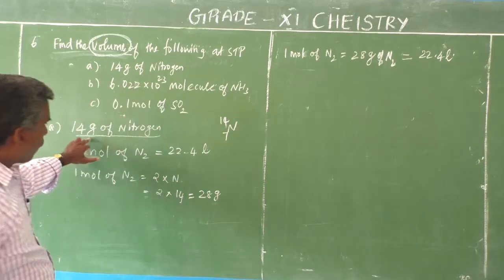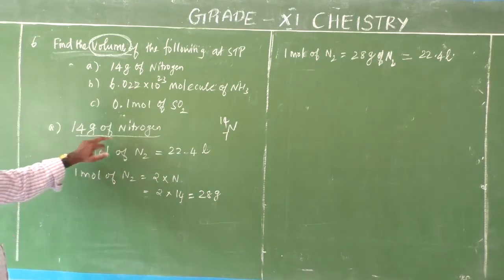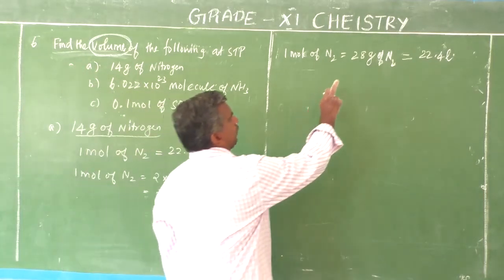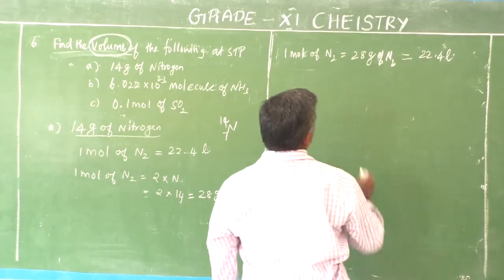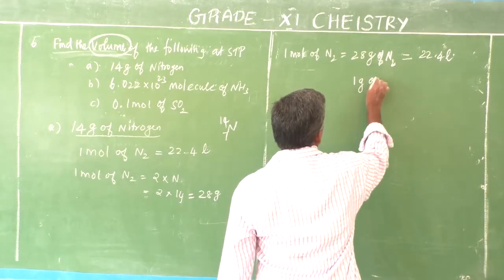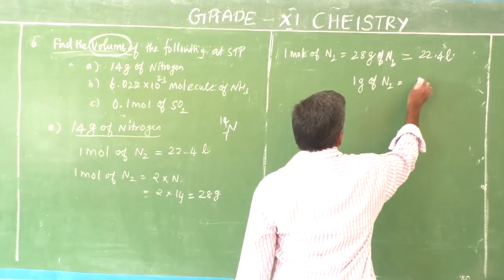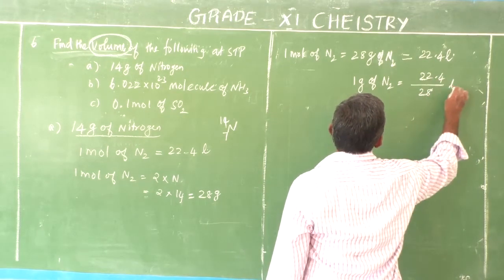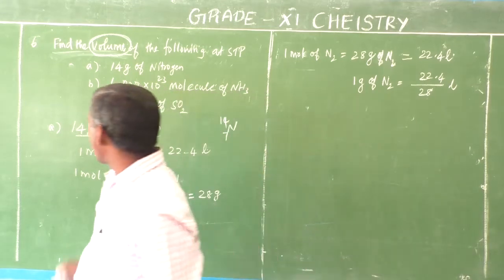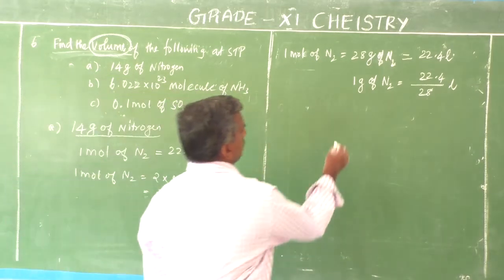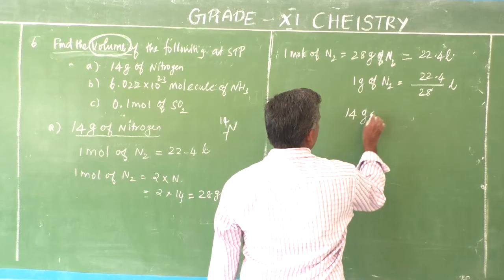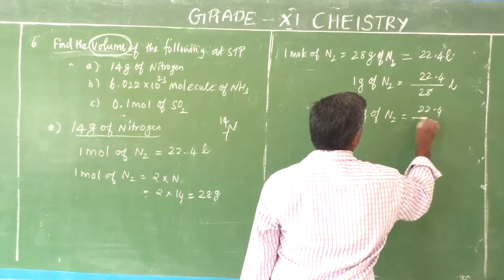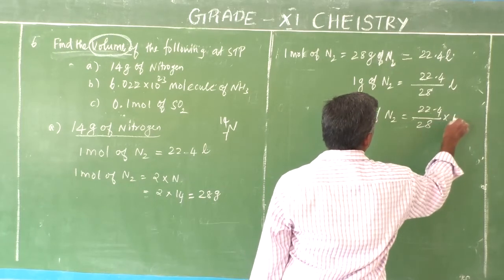But the question: 14 gram of nitrogen contains how many liters of volume? 28 gram of nitrogen contains 22.4 liter. So 1 gram of nitrogen is 22.4 divided by 28 liters. Then 14 gram of nitrogen is equal to 22.4 by 28 into 14 liters.